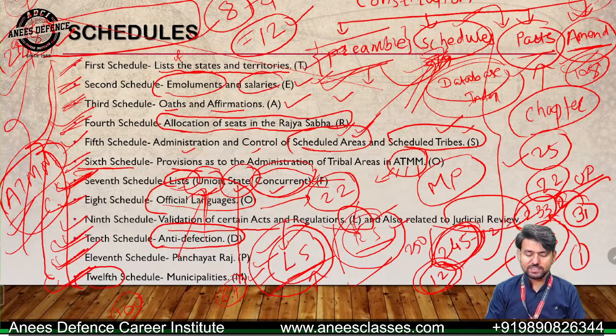E for emoluments, A for affirmations, R for Rajya Sabha. This way, TEAR, tiers of old PM.